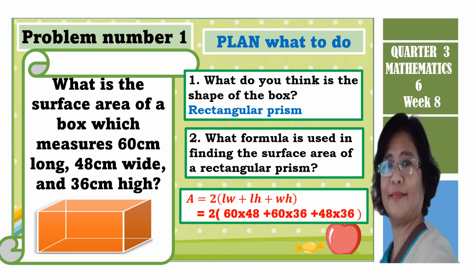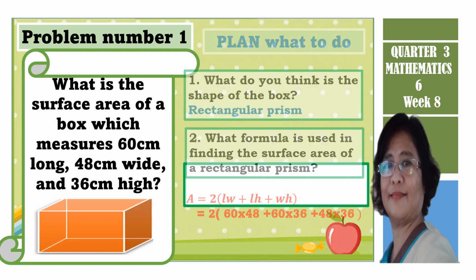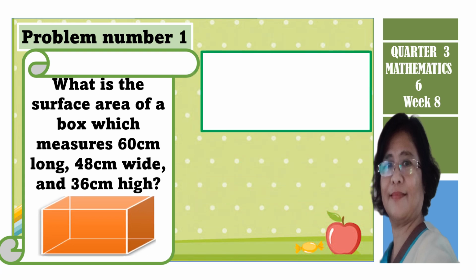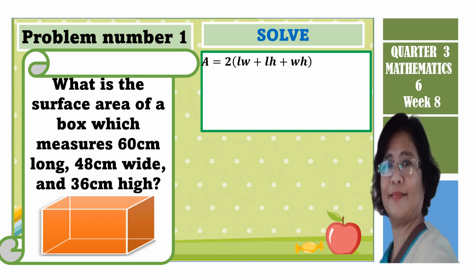So we are now ready to solve. Next is to execute our plan by solving it. Let us now solve. Following the GEMDAS rule, let us start with the operations inside the grouping symbols. As you can see, there are two operations involved. Let us start with multiplication.